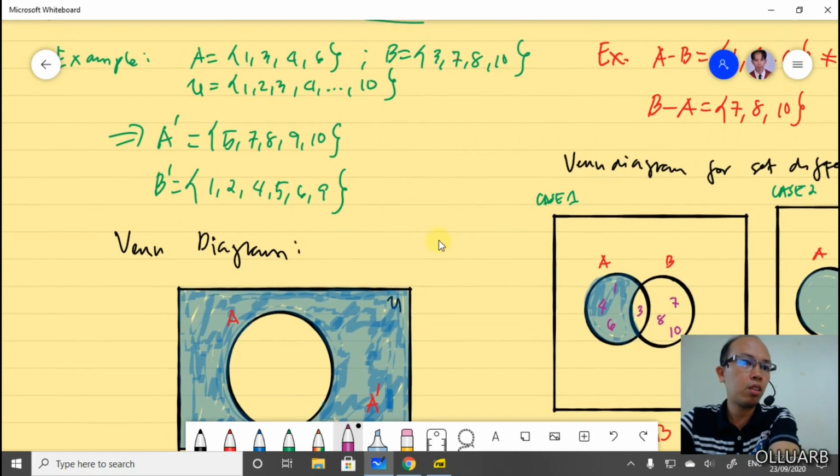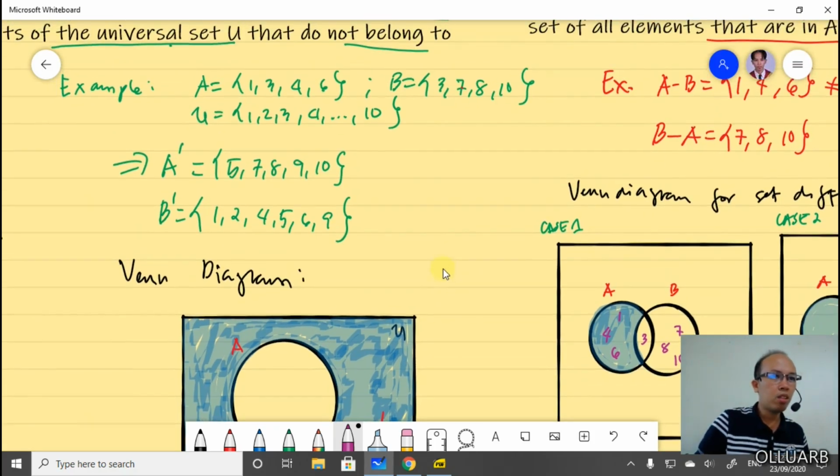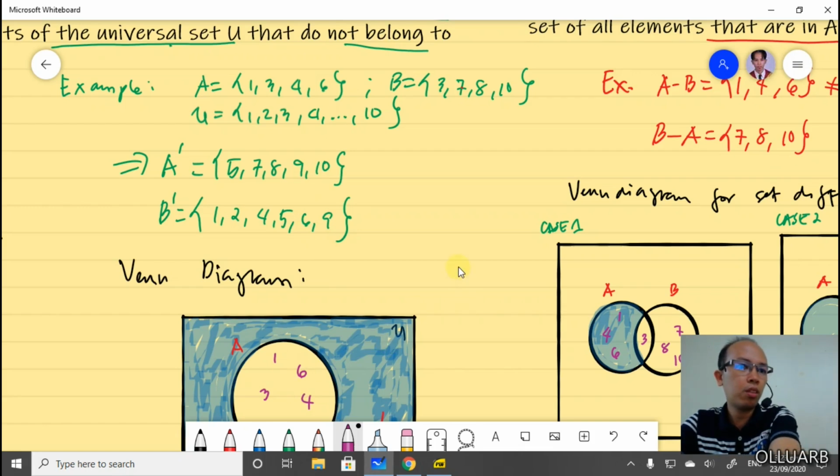For this one, if you will consider the A prime, notice that our A is 1, 2, 3, 4, and 6. Okay, we don't have a 2 here, so let's say it again for the program to respond. We have 6 here. So notice that the complement of the set is outside of the set A.